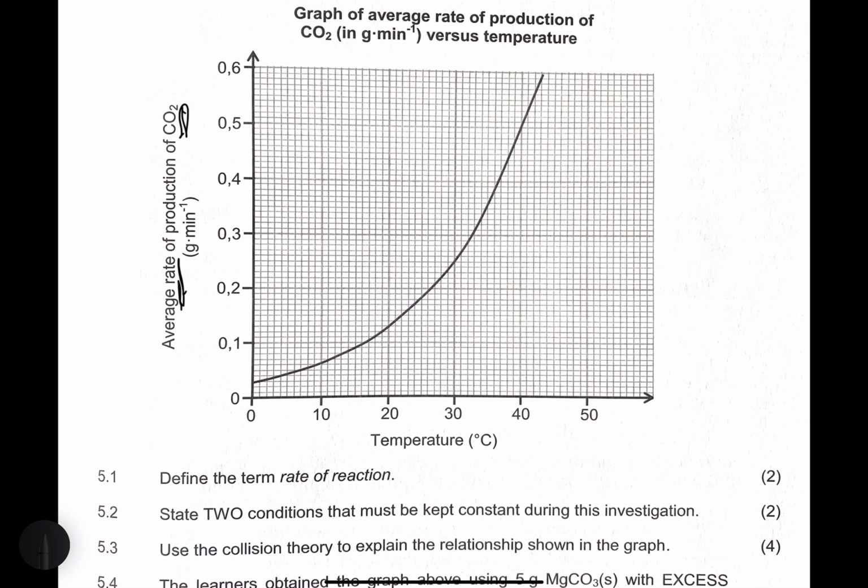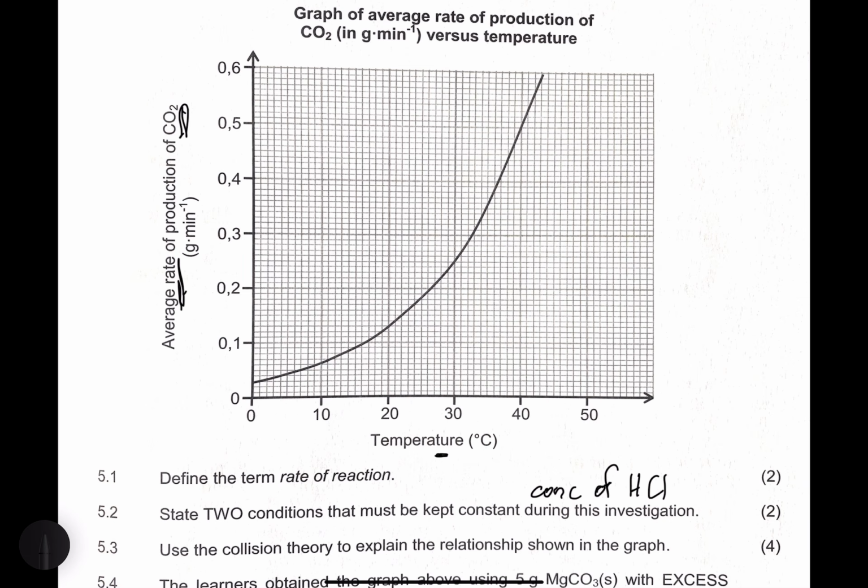Okay, right, now they say state two conditions that must be kept constant during this investigation. Now note that already we know that we are varying temperature, right? So we can choose any of the other factors. We can keep the concentration, so I can say, well, the concentration of hydrochloric acid, right? And in this case, another factor that I would need to keep constant. Remember, the only thing that I keep varying is temperature.